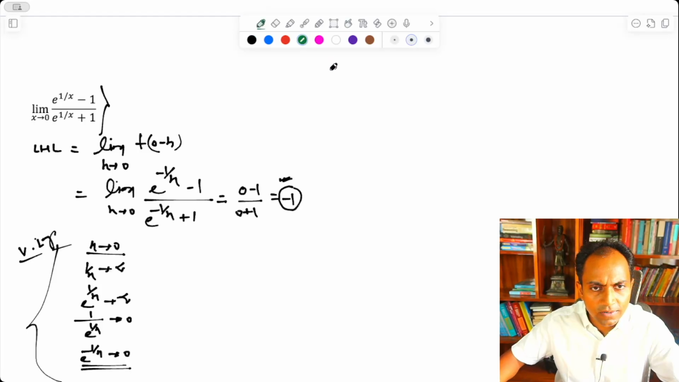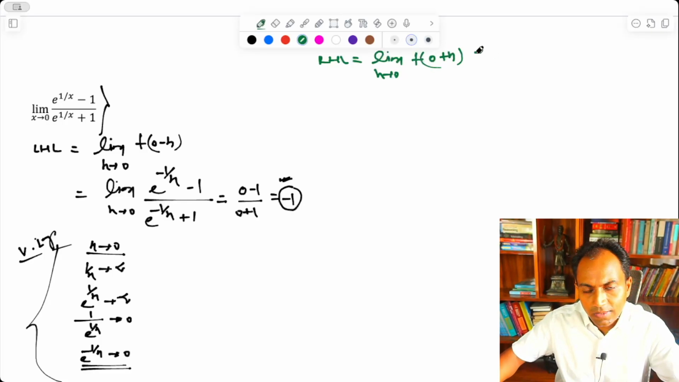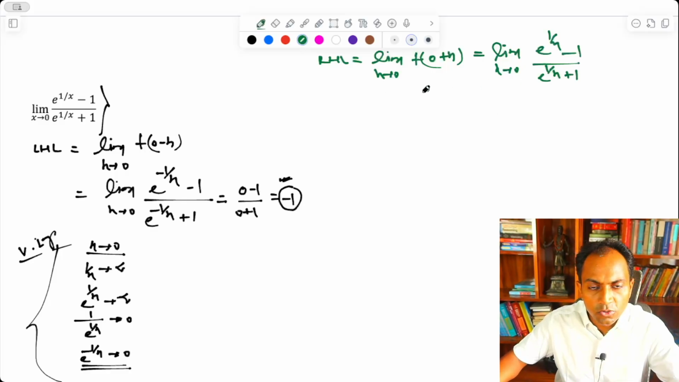Again in the next part, what they are asking is we will have to do RHL. So it becomes limit h tends to 0, f of 0 plus h. Now this time if I do it, it becomes limit h tends to 0, e raised to the power 1 by h minus 1, over e raised to the power 1 by h plus 1. In order to make it the same as the last one, it would be simpler if I divide by e raised to the power 1 by h in numerator and denominator. So this will become 1, this will become minus e raised to the power minus 1 by h. This will become 1, this will become e raised to the power minus 1 by h.